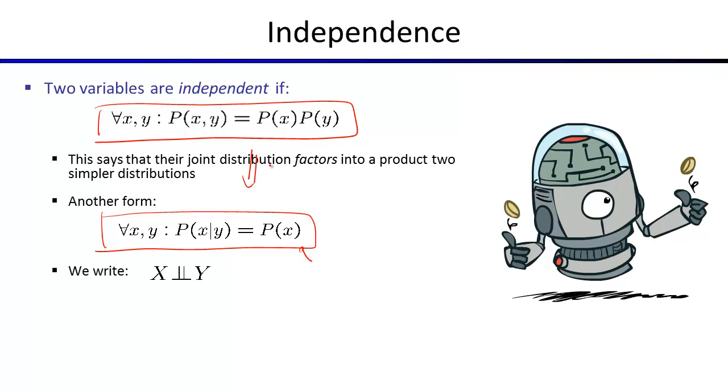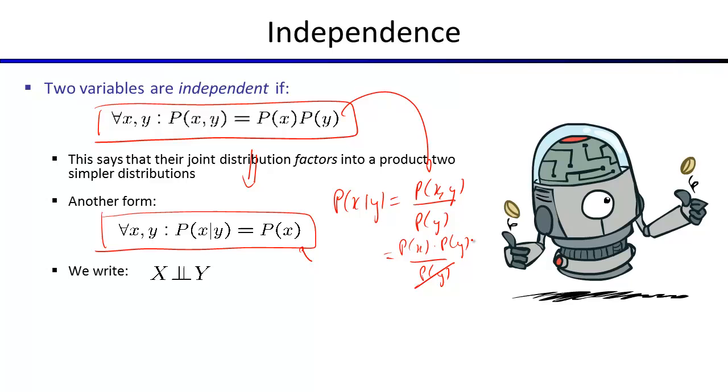How can we go from the first one to the second one? We just fill in the definition of conditional probability, p of x comma y over p of y. Then we use this equation over here, equal to p of x times p of y over p of y. And now we cancel out p of y, and we get that indeed, if x and y are independent, which is this condition over here, then the probability of x given y equals the probability for just x without any knowledge about y. We'll have a shorthand notation for this, which is x orthogonal to y.